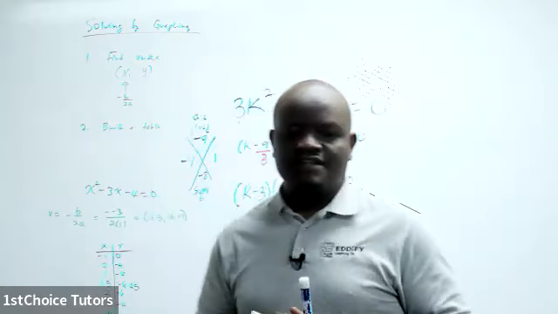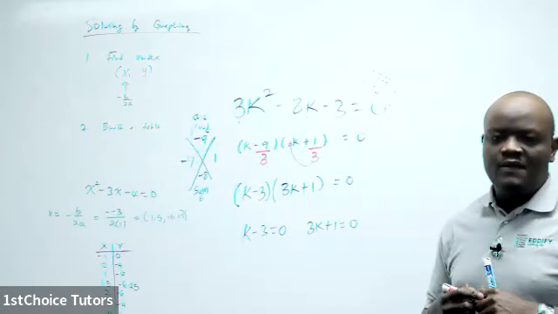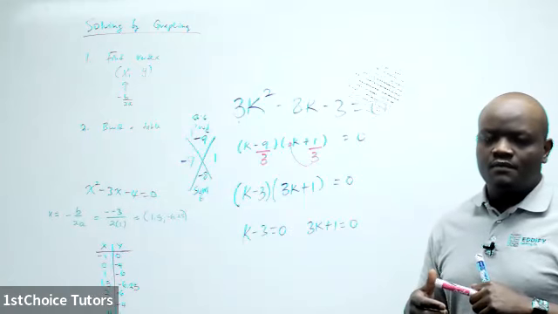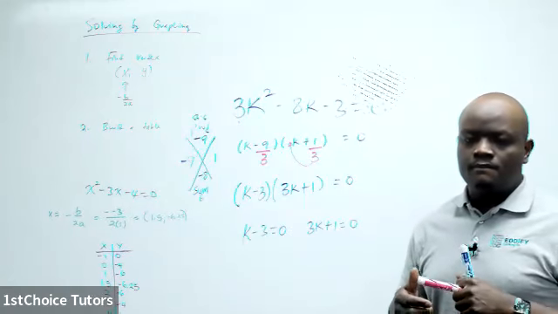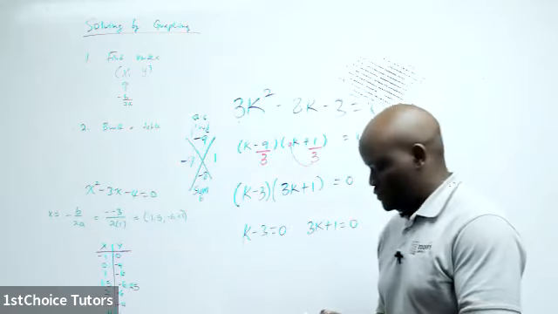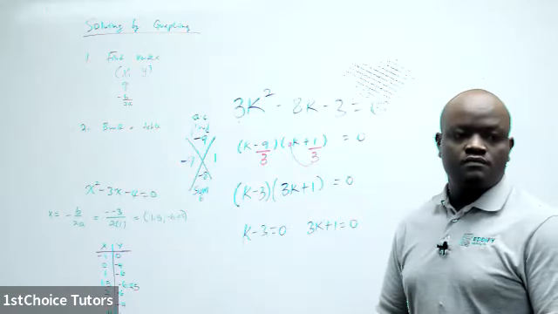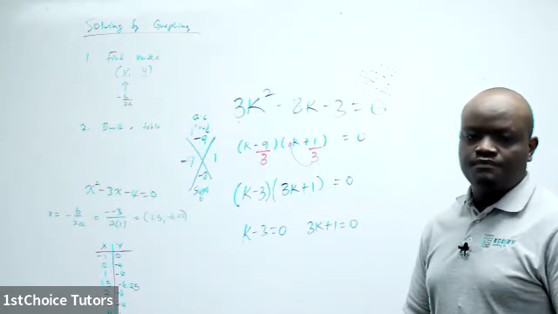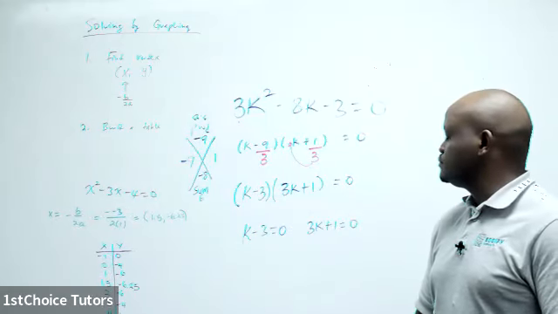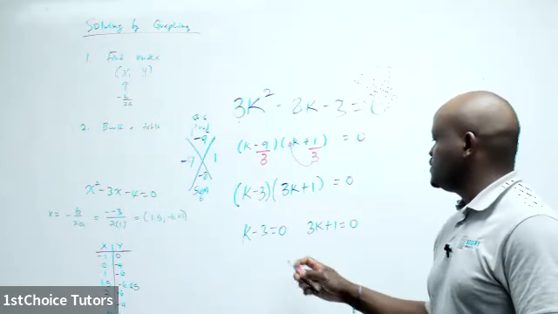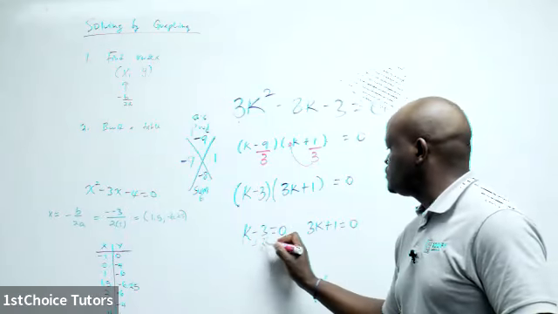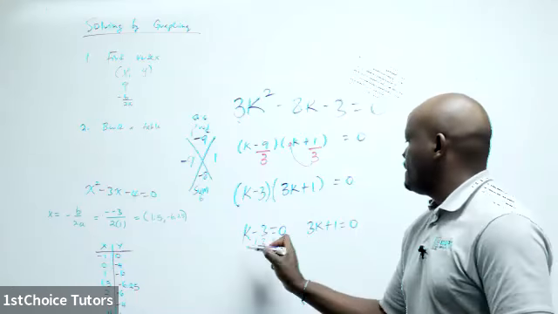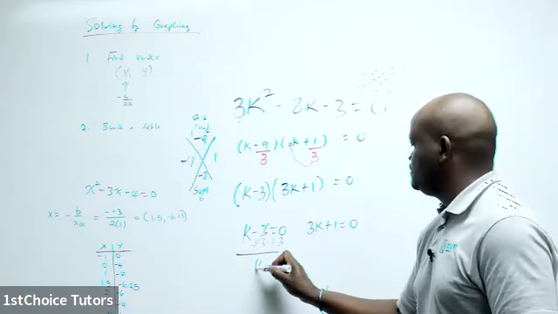That looks good. Very nice. What you got? For K minus 3, I got K equals 3. Excellent. For this one, K equals -1/3. Excellent.